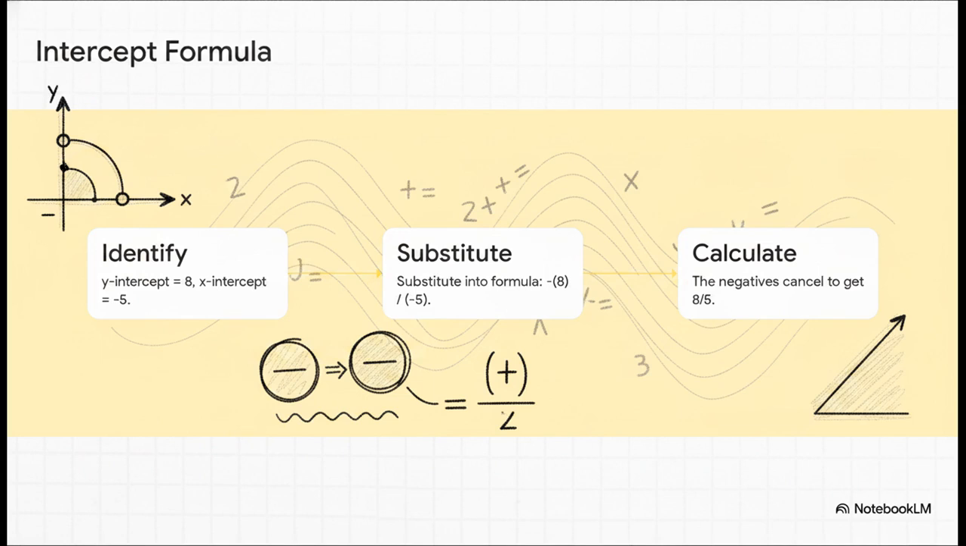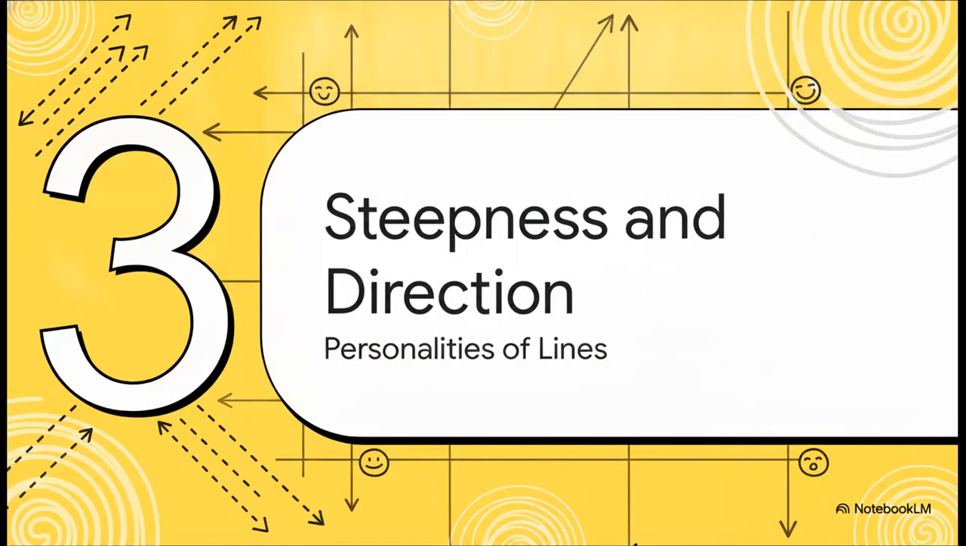Okay, let's grab that other tool and try out the intercept formula. Step 1, find your intercepts. Here, our y-intercept is 8, and our x-intercept is negative 5. Step 2, substitute them into the formula. But wait, you've really got to be careful here because the formula already has a negative sign built into it. So it becomes negative 8 over negative 5. Step 3, calculate. Those double negatives completely cancel each other out, leaving us with a nice positive gradient of 8 over 5. Next up, Part 3, Steepness and Slope Direction, the Personalities of Lines.